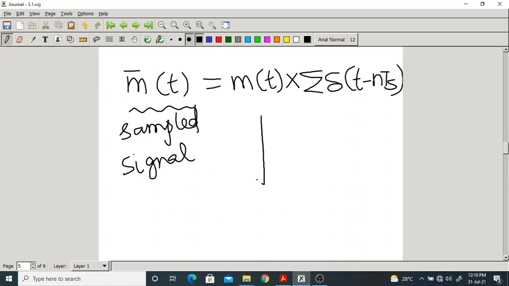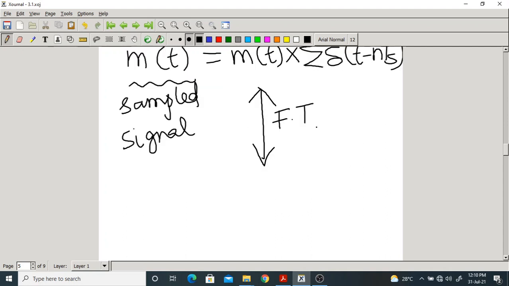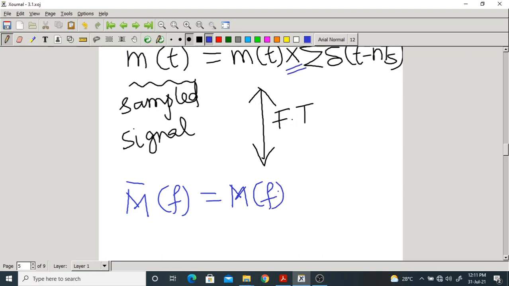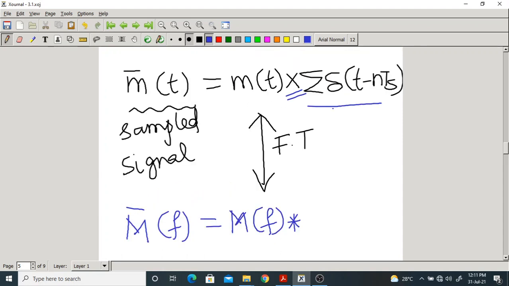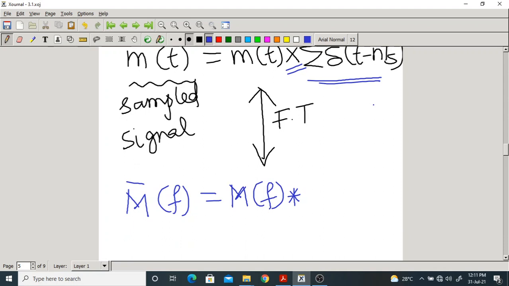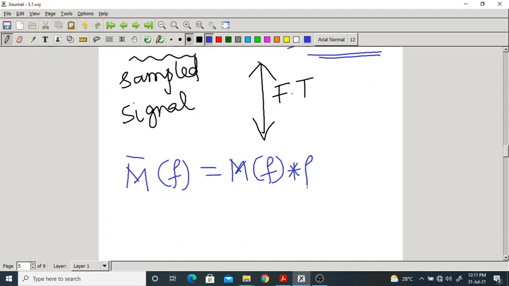So let us get into the frequency domain. How to do it? Take the Fourier transform. Now here what happens? M line of t becomes capital M line of f. That equals m of t becoming m of f, and this product will become a convolution. Now just now I told you the Fourier transform of this impulse train is again an impulse train, with the extra fs: fs summation delta of f minus nfs.